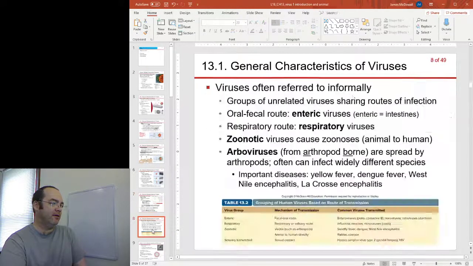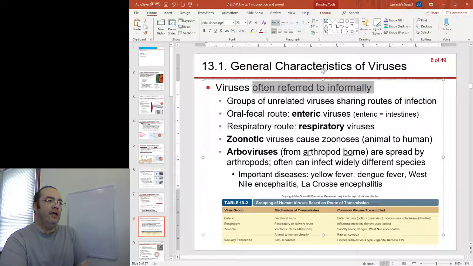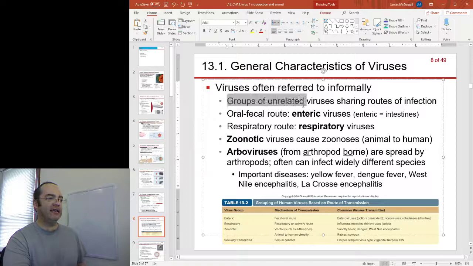Okay, next on to slide 8. In addition to that variety in how we keep track of the names and classification of viruses, there are also some other ways that we can generalize about viruses. And when we generalize like this, we're typically talking about unrelated viruses that happen to do the same thing.